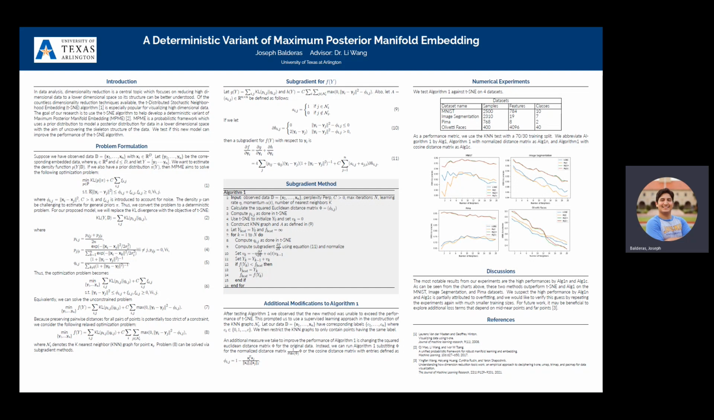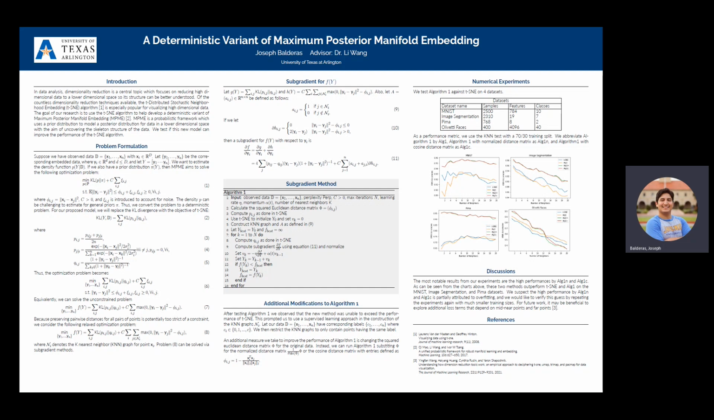So now we can talk about the numerical experiments. So we test algorithm 1 against t-SNE on 4 data sets: the MNIST dataset, the image segmentation dataset, the PIMA dataset, and the Olivetti faces dataset. And those datasets are summarized in the table. So as a performance metric, we use the K-NN test with the 70-30 training split. We abbreviate algorithm 1 by alg1, algorithm 1 with normalized distance matrix as alg1n, and algorithm 1 with cosine distance matrix as alg1c. So the most notable results from our experiments are the high performance by alg1n and alg1c.